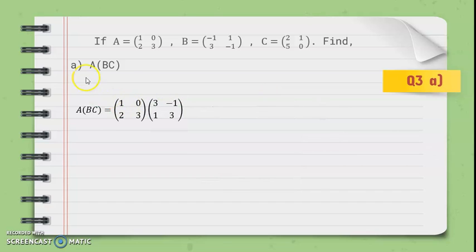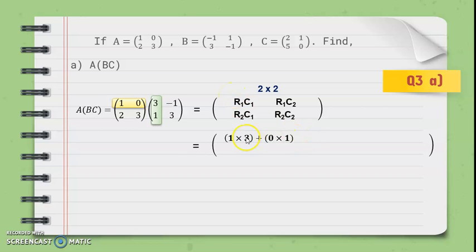Next we continue. Since we have matrix A multiplied with the product of B and C, we have to put the numbers in order also. So matrix A multiplies with matrix BC. As usual, we write down the order of the matrix. If it is equal, then this is the order of the matrix for the result. Next, we have to find the first number here.